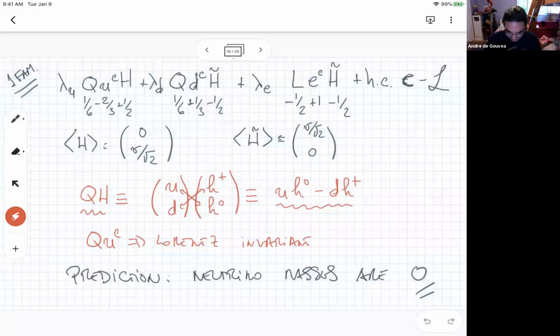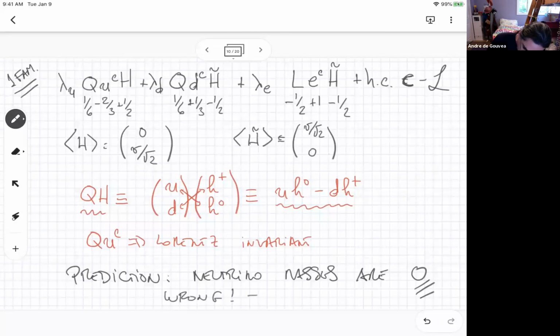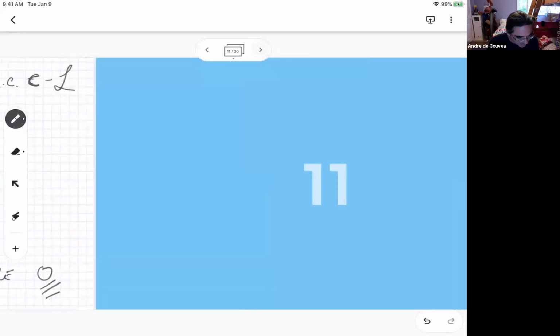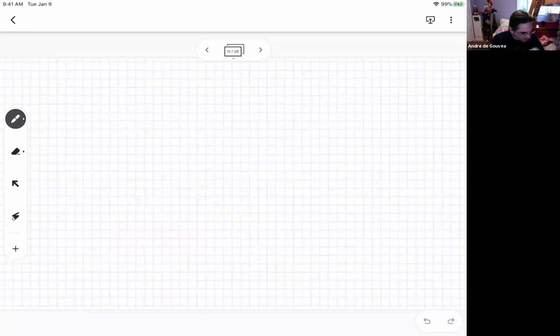So again, going back to the story, the only thing I want to say is that there's a prediction, neutrino masses are 0. That turns out to be wrong. So we have to do something. And that's what we want to talk about next. But before I do that, I want to remind you of what we know about fermion masses.